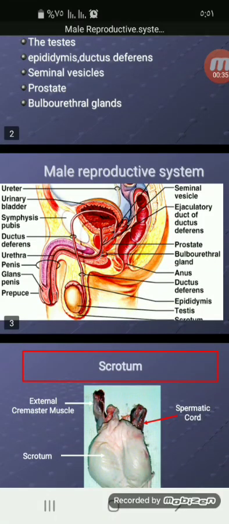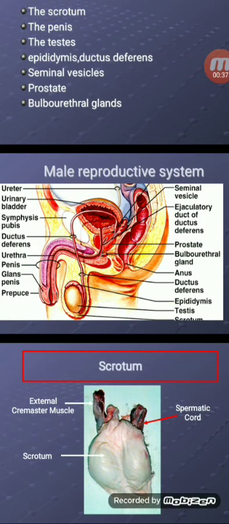Here, as you can see, external genitalia, which include the scrotum and the penis. You can see the internal genitalia, which includes the testes, gonads, epididymis, vas deferens, seminal vesicles, prostate, and bulbourethral glands around the urethra.